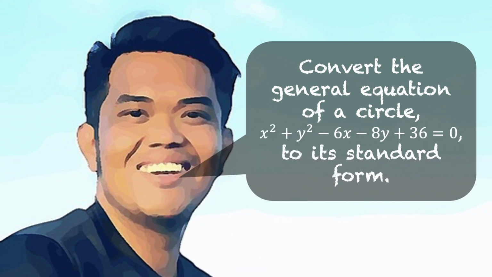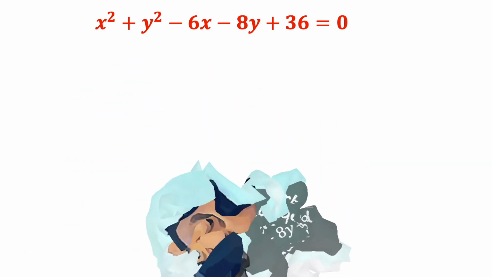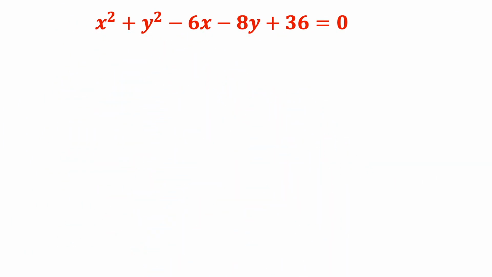Let's have another example. Suppose we were asked to convert the general equation of a circle x squared plus y squared minus 6x minus 8y plus 36 equals 0. So that we can familiarize ourselves with the long method, we will use it again in this example.